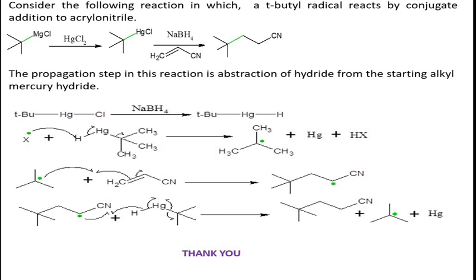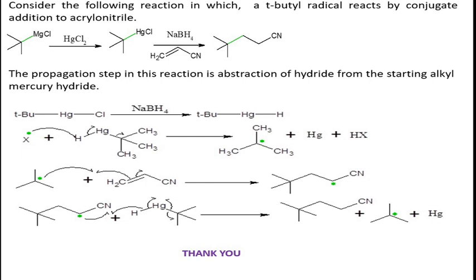The tertiary butyl radical reacts with acrylonitrile and there is formation of a carbon-carbon bond. The newly formed radical is stable because the radical carbon is attached to an electron withdrawing group having a minus R effect, that is the CN group. The newly formed radical removes hydrogen from tertiary butyl mercury hydride and gives the target molecule and the tertiary butyl radical. In this way, there is formation of a carbon-carbon bond by use of mercury hydride.